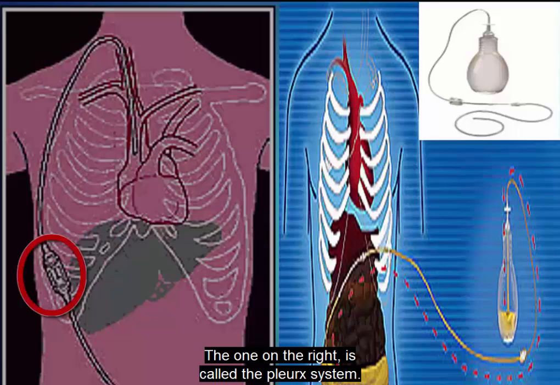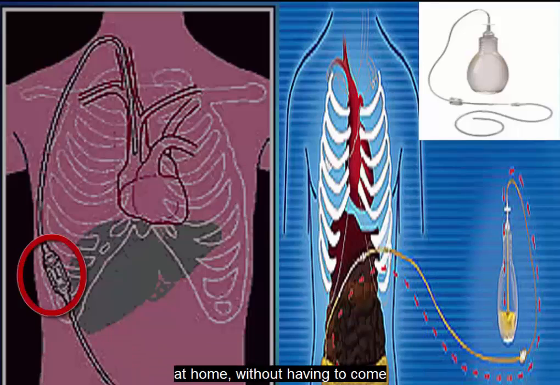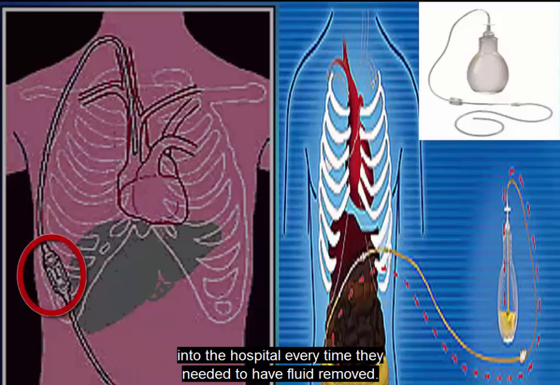The one on the right is called the PleurX system, and this uses a disposable vacuum bottle to actively draw ascites through the indwelling PleurX peritoneal catheter. The vacuum bottles enable rapid drainage through a closed system, helping ensure patient comfort, safety, and compliance. Patients now can manage some of these symptoms through smaller or more frequent drainages at home without having to come into the hospital every time they need to have fluid removed.